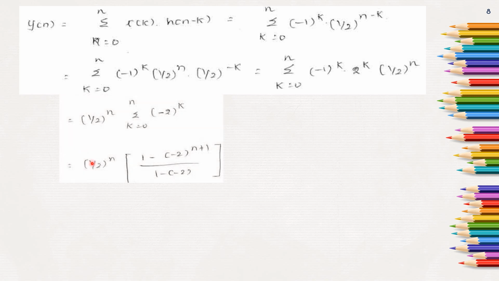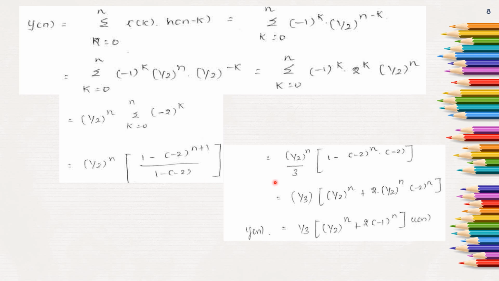So I'm going to split this and write. What I'll have is 1 by 2 the whole power n into 1 by 2 the whole power minus k, right? Now this will be constant with respect to k, so I'm going to take that out. So I have taken 1 by 2 the whole power n out, and summation of k is equal to 0 to n of minus 2 the whole power k. I apply the formula: 1 minus x the whole power n plus 1 divided by 1 minus x. Here the x is going to be minus 2, divided by 1 minus x, right? So I get this answer.